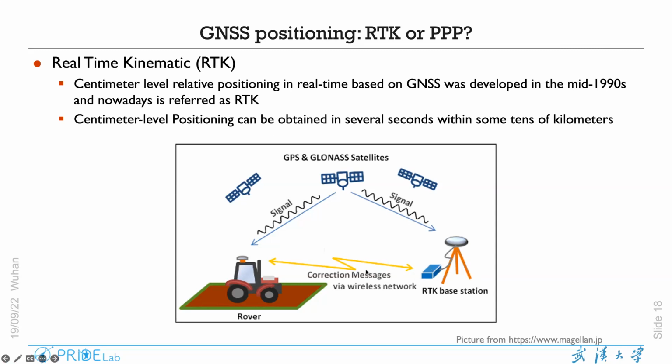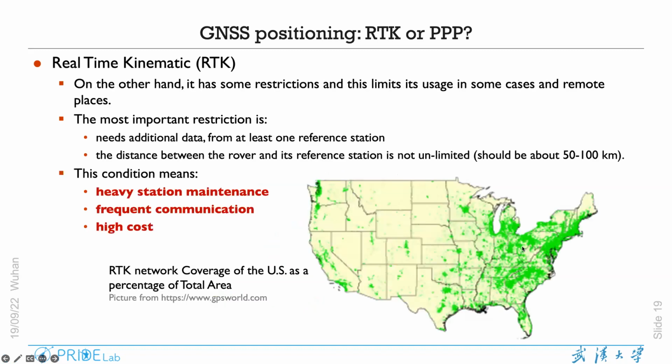And this correction data will be disseminated to the rover station here. And this rover station can use this correction data to improve its positioning precision. So this is the basis for RTK positioning. This is the RTK network over the continent of North America.